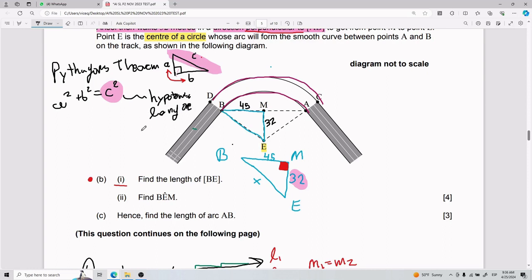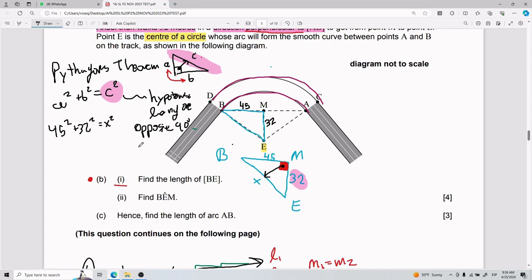How else can you remember it? It's the one that is opposite to the 90 degrees. So for example, for this 90 degree, its opposite is side C. For this 90 degree, its opposite is X. So now I can say 45 squared plus 32 squared equals x squared, right?